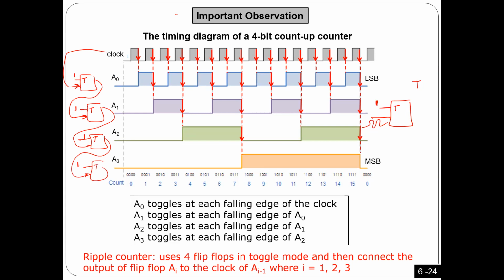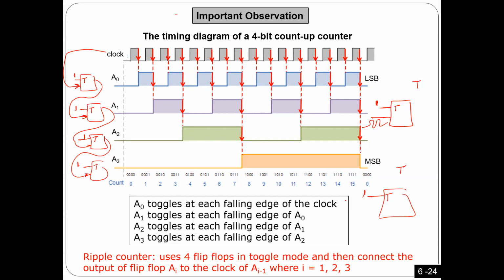So I select the input of the flip-flop to toggle every time there is a clock, every time there is a falling edge. Every time there is a falling edge from this one, the next is going to toggle, because I connect this one to the clock of that one. Same thing for the others. So if you want to use a T flip-flop, I can simply put 1 at T.